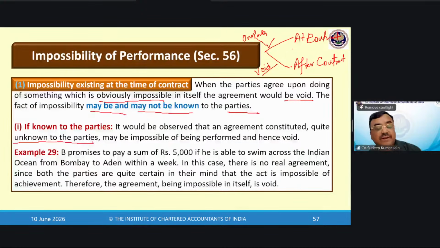See example 29. Read the example once again.